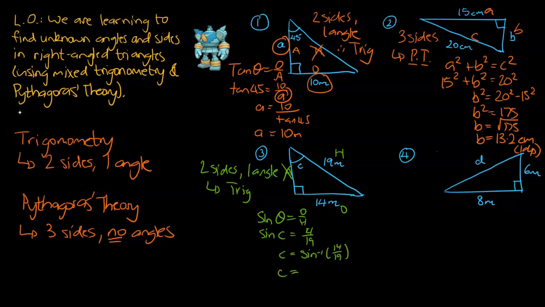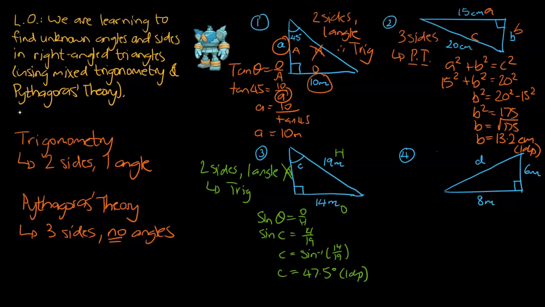And this is when we're going to grab out our calculator. Inverse sine, and in the brackets, 14 divided by 19. That's going to get me to 47.5 degrees, and that had a 1 dp rounding. So hopefully this is beginning to make sense and you're seeing the patterns come up.